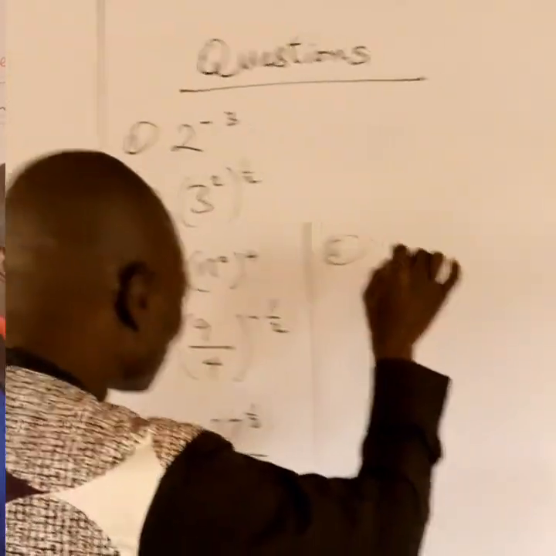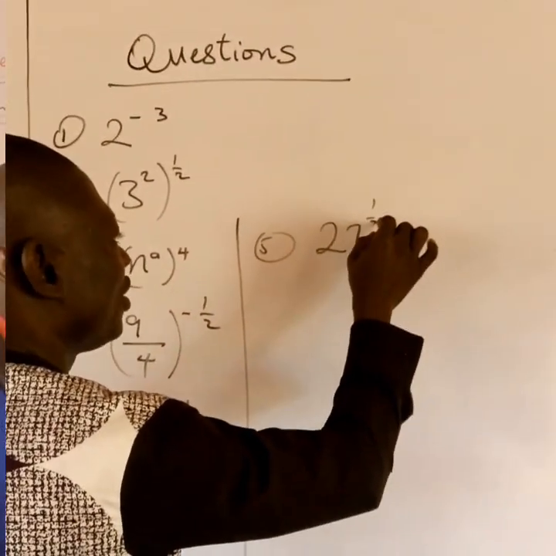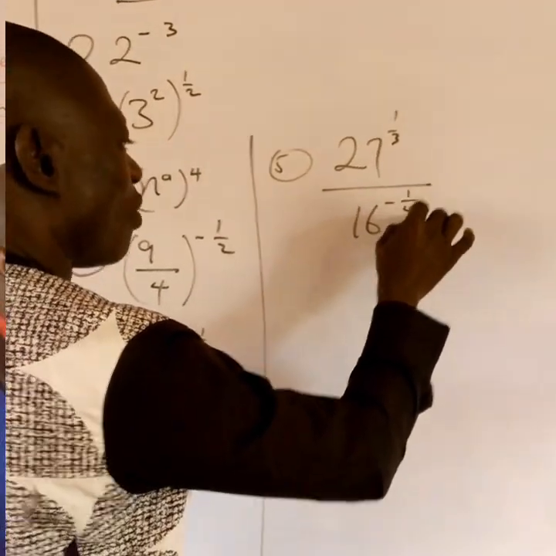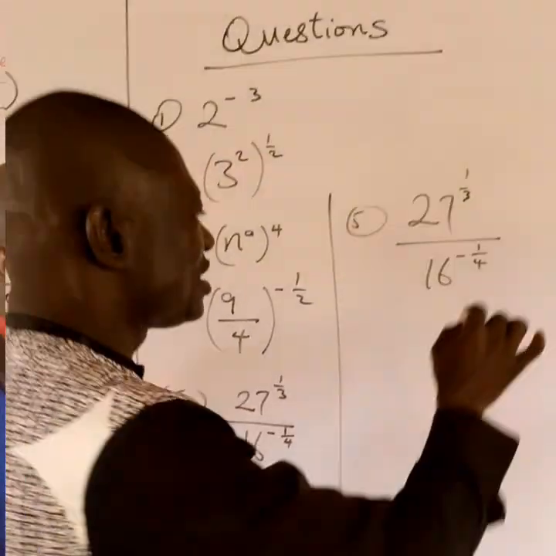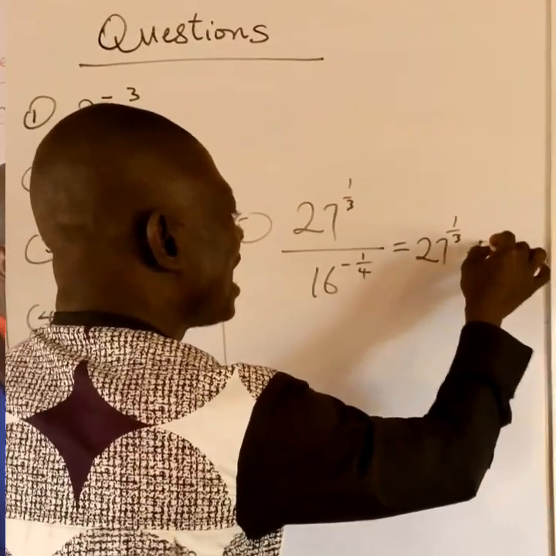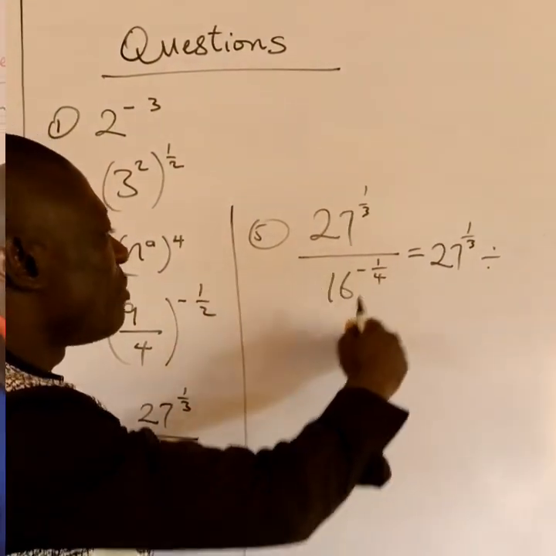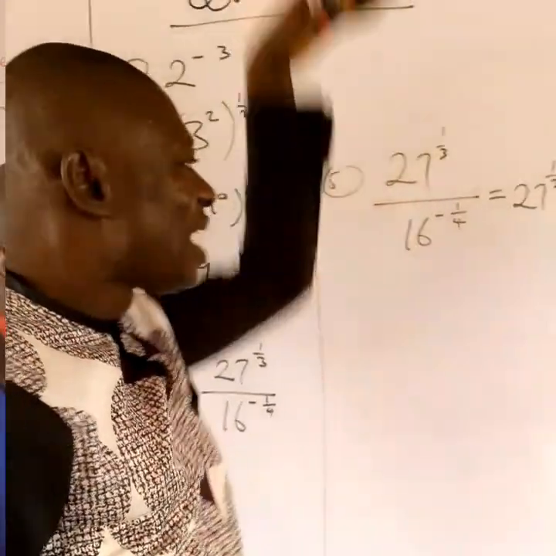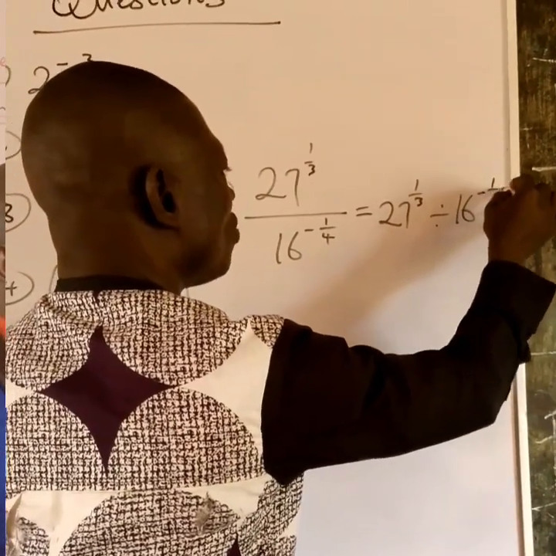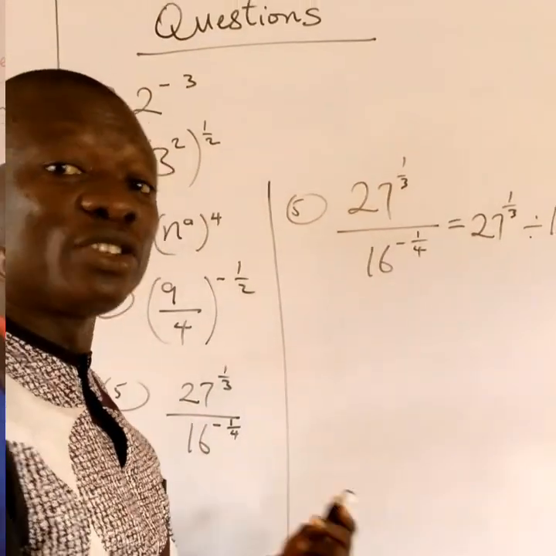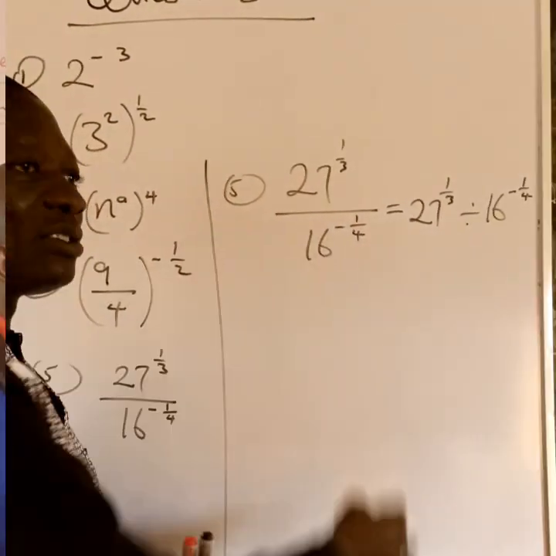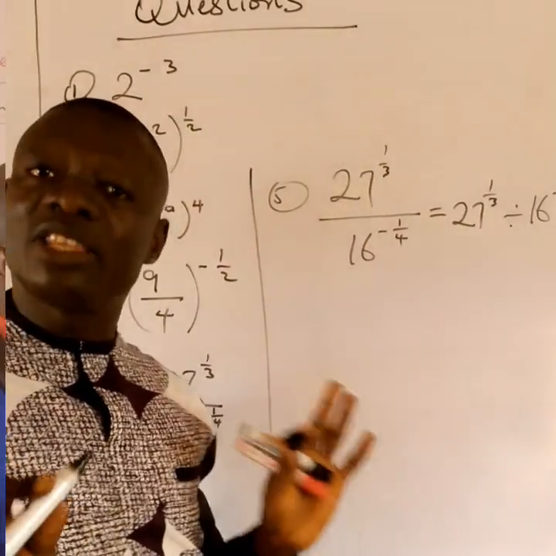Question number 5 gives us 27 raised to the power 1 over 3 over 16 raised to the power minus 1 over 4. What do we take this thing to be? Let us take it that this means 27 raised to the power 1 over 3 divided by, because the number that is denominator is dividing the one's numerator all the time. And so we say divided by 16 raised to the power minus 1 over 4. We have not said anything yet, according to the law. We have only said that a number below the denominator of a fraction is the one dividing the numerator. That's the only thing we have said.